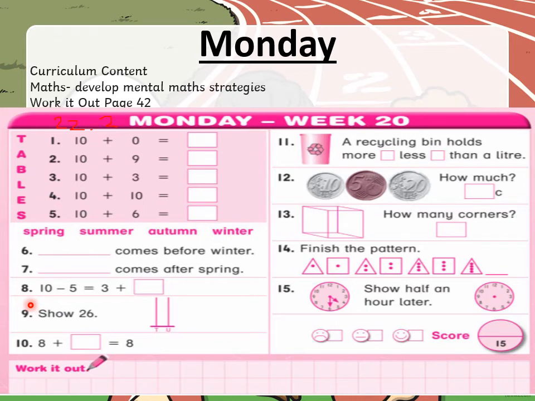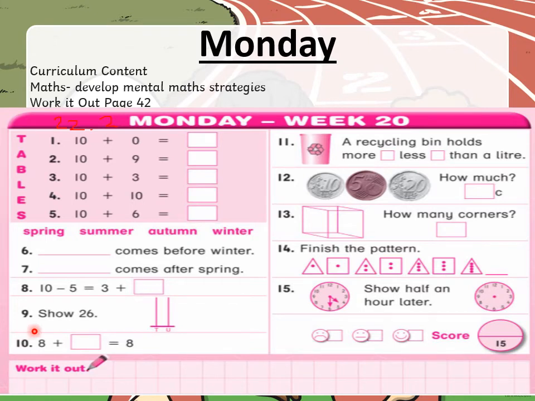This is a tricky one, boys and girls. It's a new one for us, so we have to put our thinking caps on. Use your work it out space to help you if you need. 10 take away 5 equals 3 plus blank. That's very tricky, boys and girls. So I'm going to read my number sentence another way. 10 take away 5 is the same as 3 plus blank.